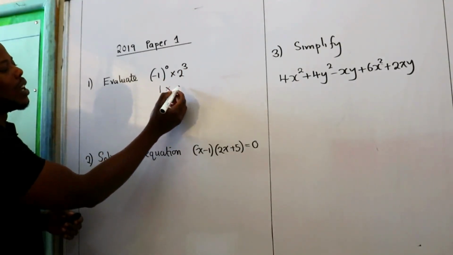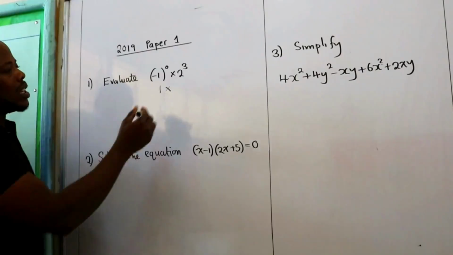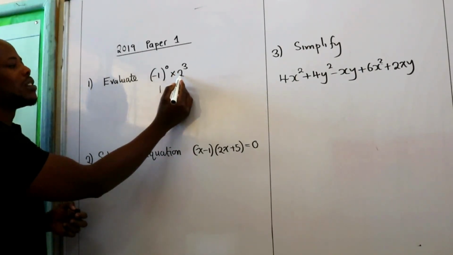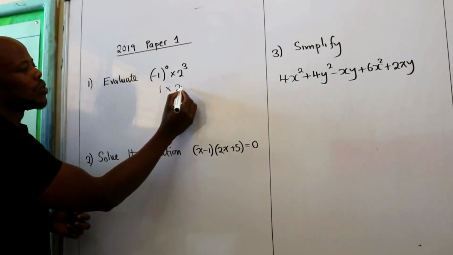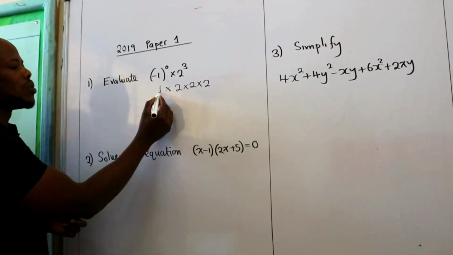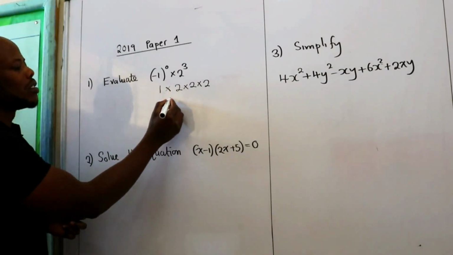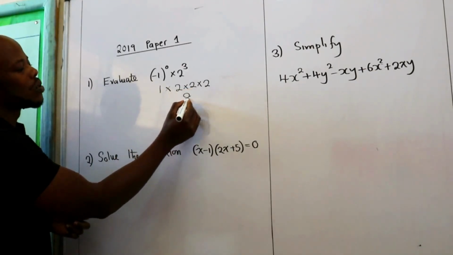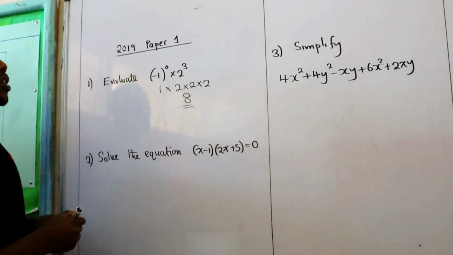Here, what it means is the number which is here should multiply by itself 3 times. So it's times 2, times 2, times 2, such that when you say 1 times 2, the answer will be 2, times 2 is 4, times 2 is 8. So this is our solution for number 1.